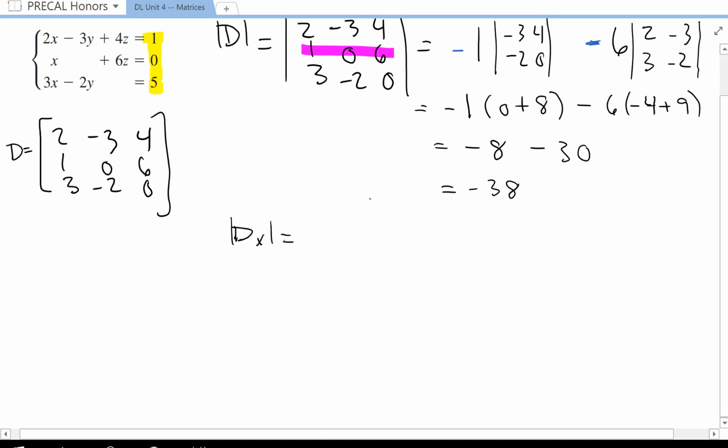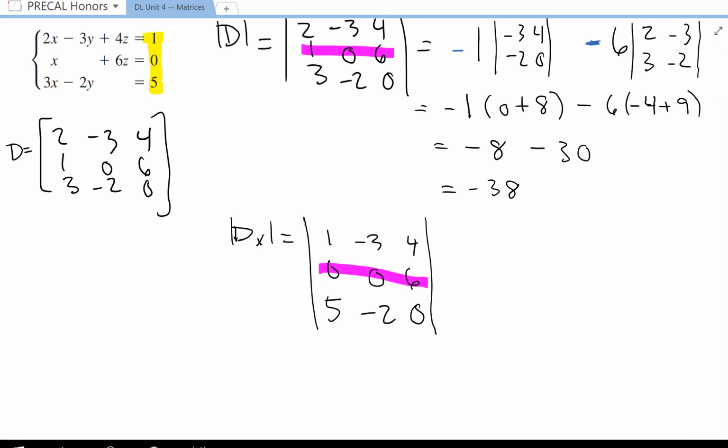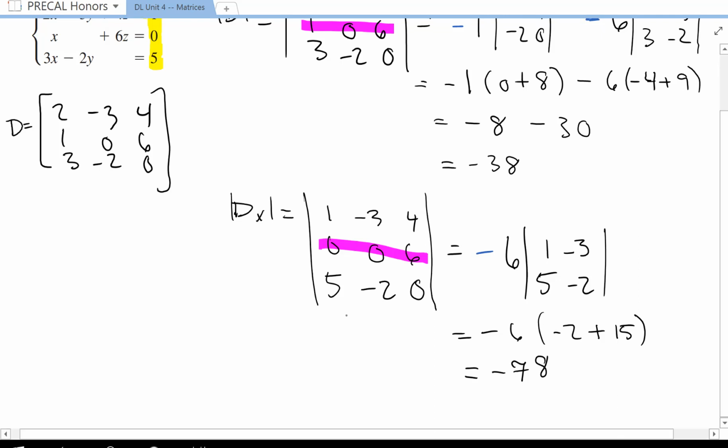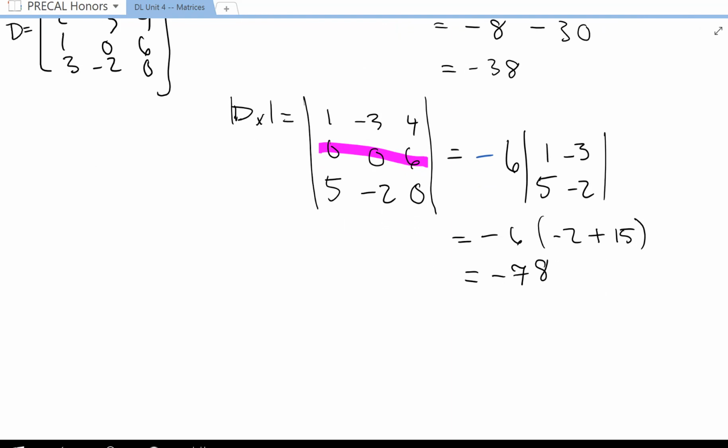We're going to replace all the x coefficients, instead of 2, 1, 3 as your first column, with the constants 1, 0, 5, and the rest of the coefficient matrix will look the same. When you find the determinant, the easiest thing is to expand upon a row with many zeros, and I'll do that now. Okay, so I chose to expand upon the second row, so I only had to multiply 6, and of course the negative from the signs for our cofactors.